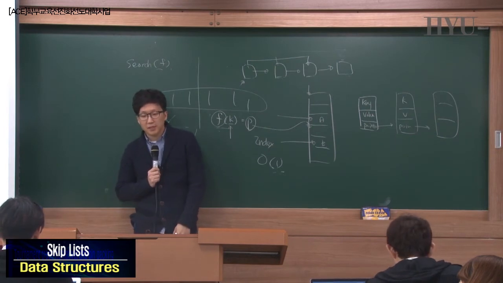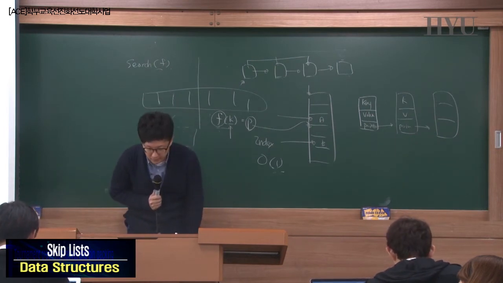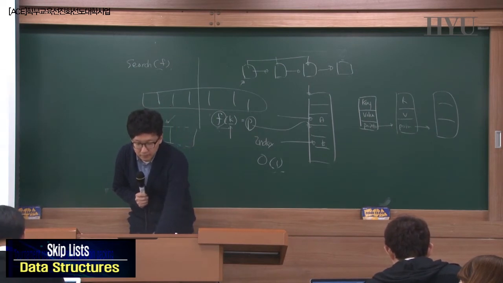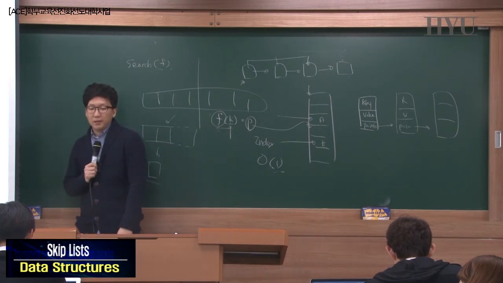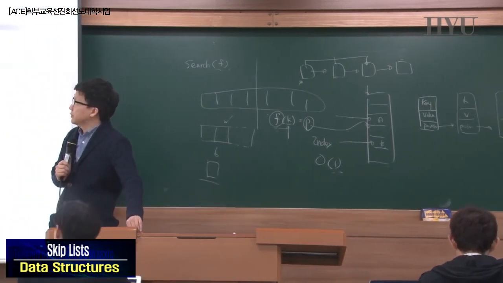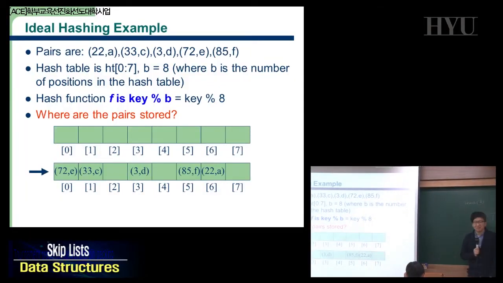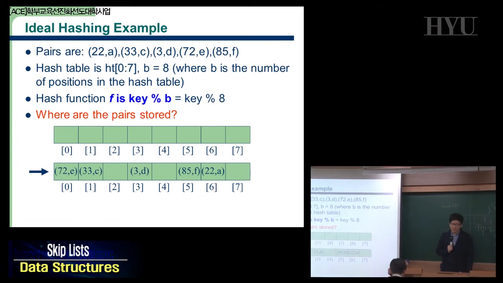Examples 10.6 and 10.7 are given. It's pretty much the same example that I discussed. Ideal hashing examples: ideal means no trouble, everything will be working fine. So these are the pairs that I wanted to add into my hash table.